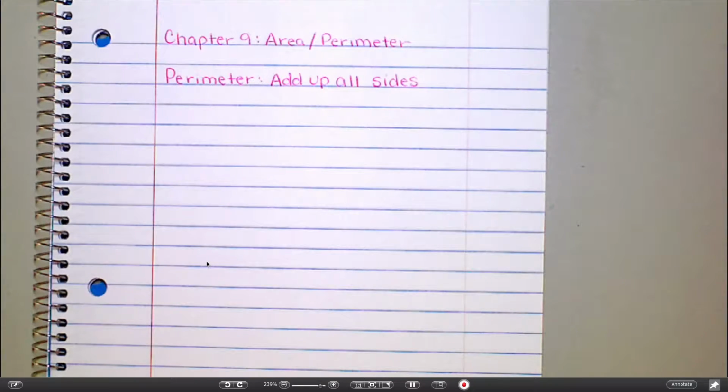Area is a little bit different, okay? Area is a measurement of the space inside a figure, and it's almost always going to involve some multiplication, but what you're multiplying changes a little bit, okay?